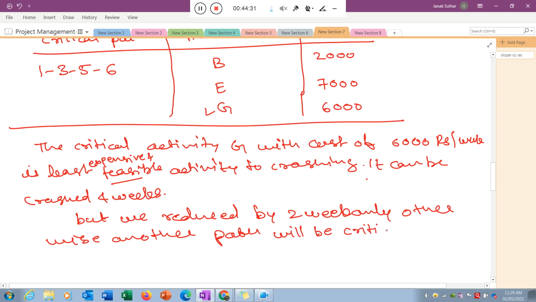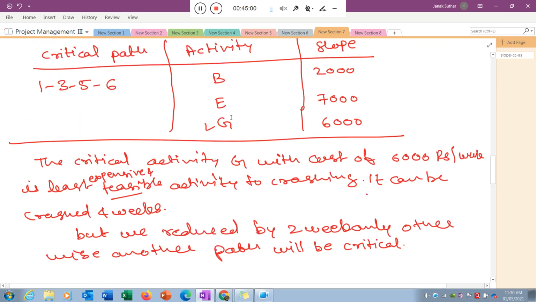So the point is like that. I can reduce that particular activity by 2 weeks only. Otherwise, if I reduce that activity 3-4 weeks, then the critical path will change, and the critical path decides the completion time of your project. If I am unable to reduce my project time, it will not be worth it. I just increase the cost of my project, but the project duration is not decreased.